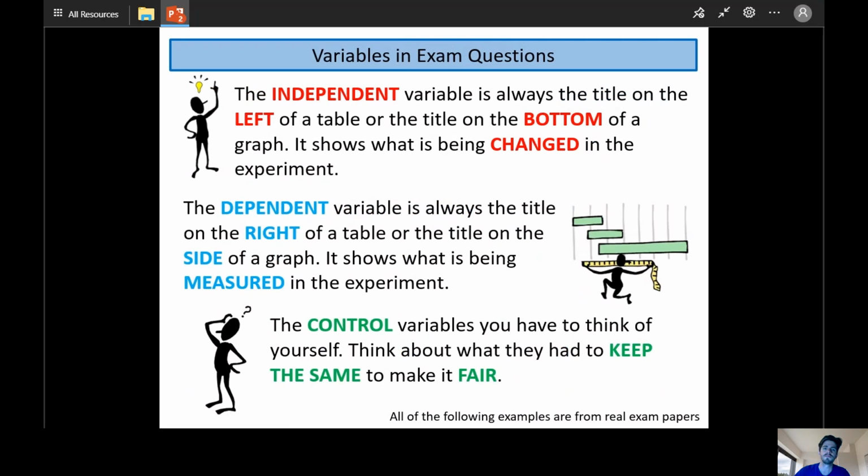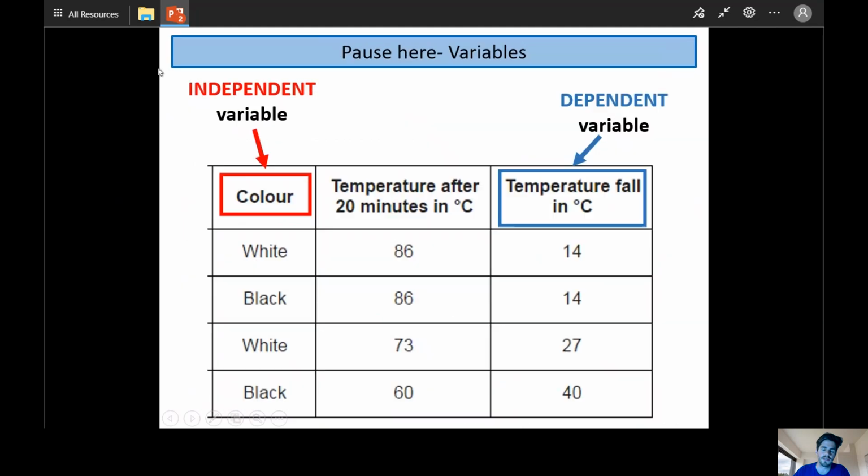Now for graphs, they'll always show you that on the bottom of the graph is the independent variable. So that's the thing that I'm going to be changing. So along your x-axis, that's going to be the thing that changes in a predictable pattern, or in a pattern where I'm responsible for that. And then the outcome of the experiment is going to go on your y-axis.